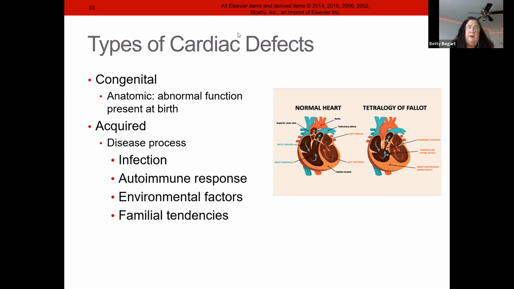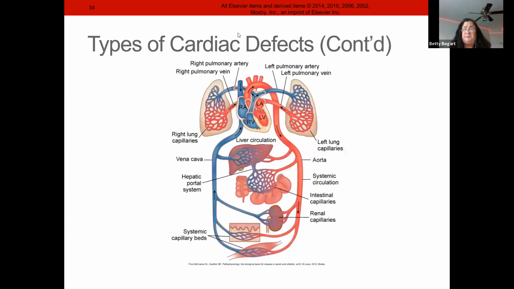Then we have acquired, which could be an infection, usually viral. You'll see a viral myocarditis, a big, stretchy, floppy heart that doesn't work well. Could be autoimmune. Any of you have lupus? Well, lupus attacks organs, right? That's one of them. Environmental, it could be the air you breathe with chemicals, or it could be familial. It was passed down.